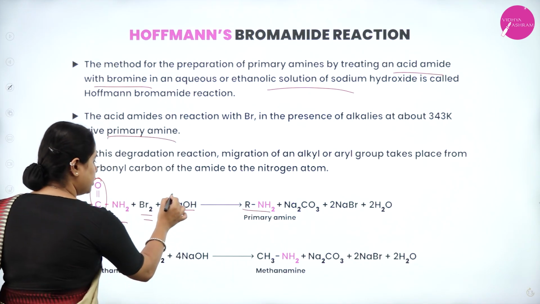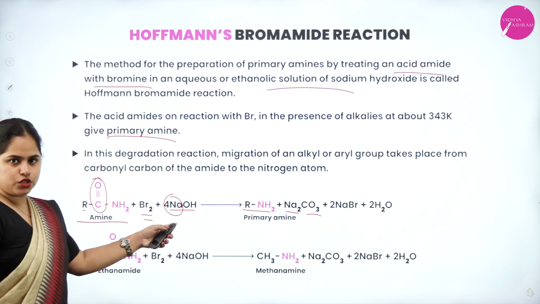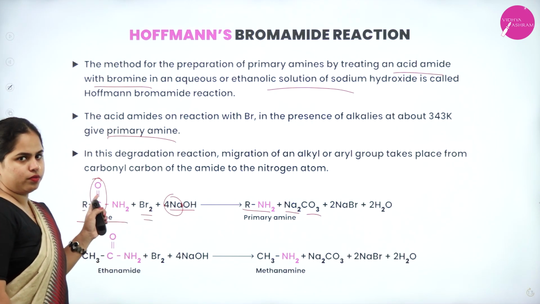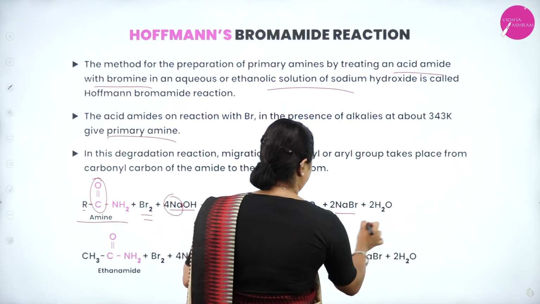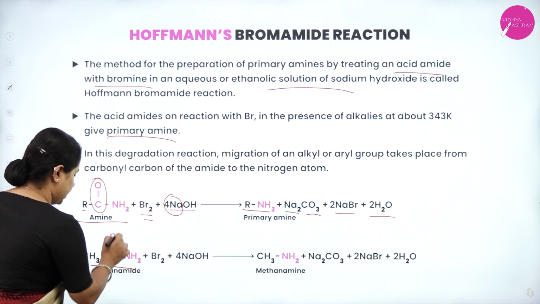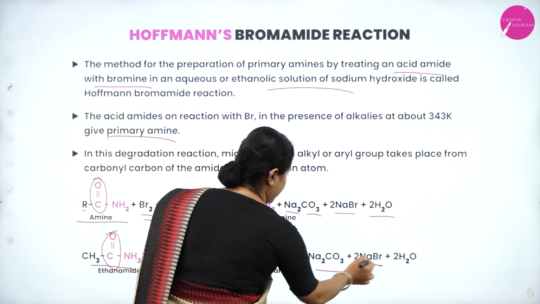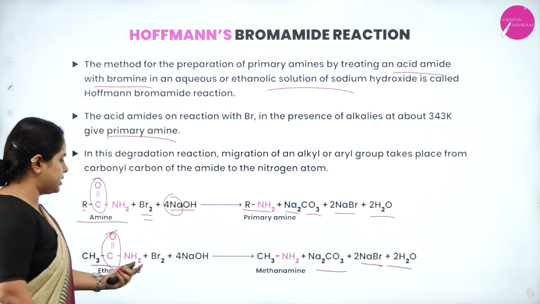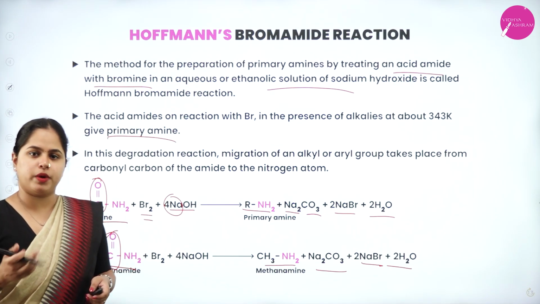Okay, and from this you have Na2CO3. From the sodium and the carbonyl group which is going to be removed, you will have Na2CO3. Then you have sodium bromide and water. So here also ethanamide is taken. This is going to be removed and it will form Na2CO3, NaBr and H2O. So what is remaining here? CH3NH2, that is methanamine. So this is also a method used to produce primary amines.